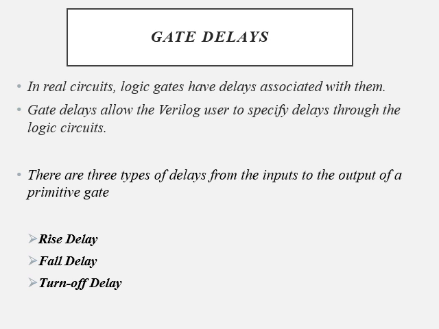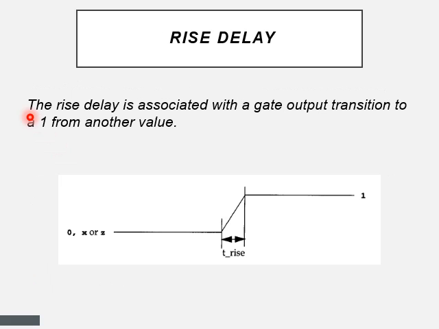Basically, there are three types of delays from the inputs to the output of a primitive gate, categorized as rise delay, fall delay, and turn off delay. The rise delay is defined as the time taken by the gate output to reach a value of 1 from any other value. We have seen that Verilog signals can by default take 4 values, that is 0, 1, X and Z. So rise delay is the time taken by the output of a gate to reach a 1 from 0, X or Z.